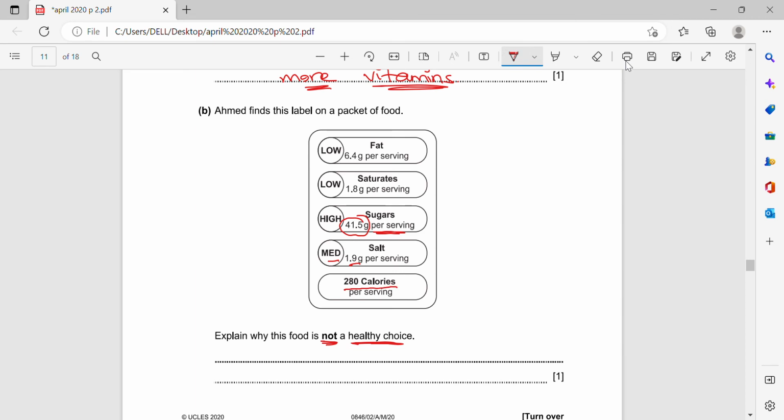It's not a healthy choice. Why it's not a healthy choice? It's very clear here. Because it has what? It's high in sugar. Has lots of sugar. So the answer should be: because it is high in sugar. نسبة الشوجر عالية جدا 41.5 gram sugar. So it is high in sugar, that's why it's not a healthy choice.